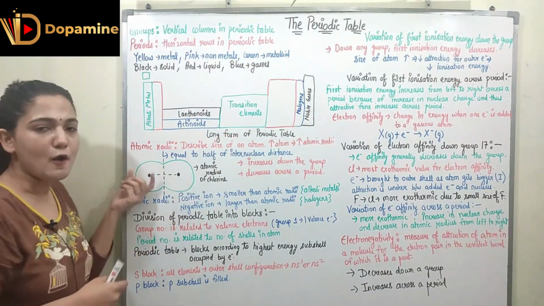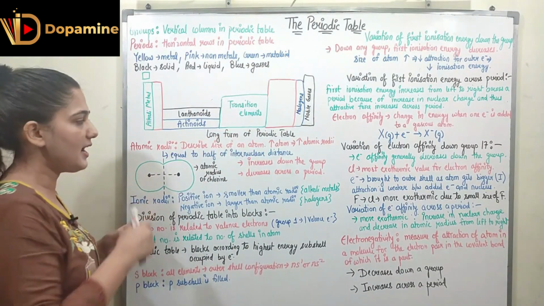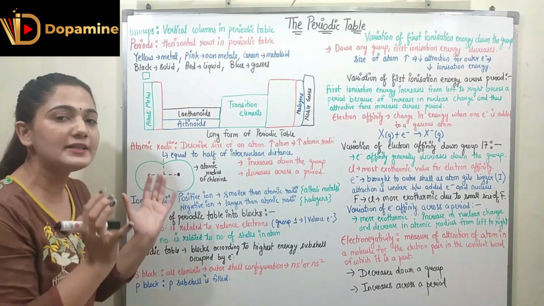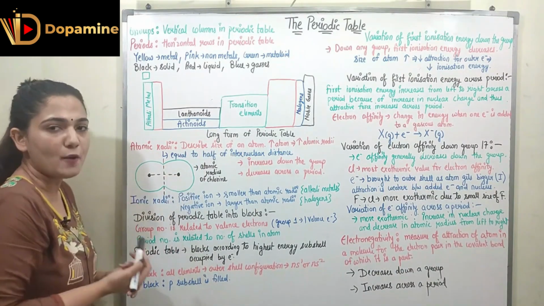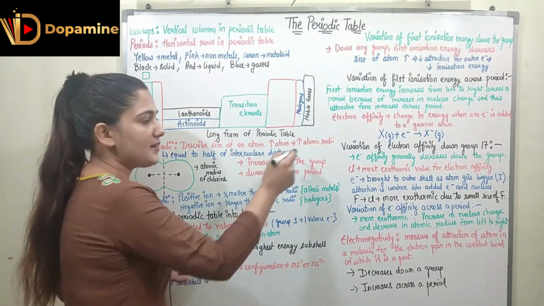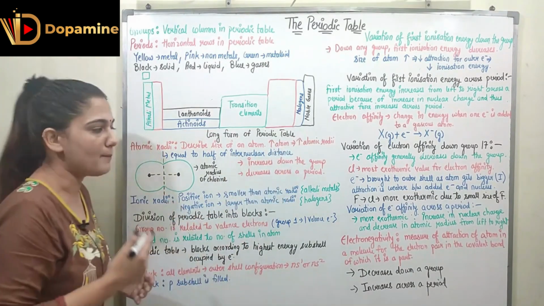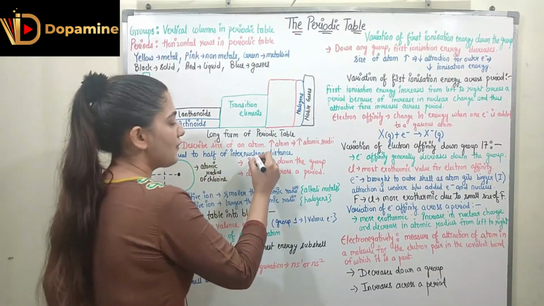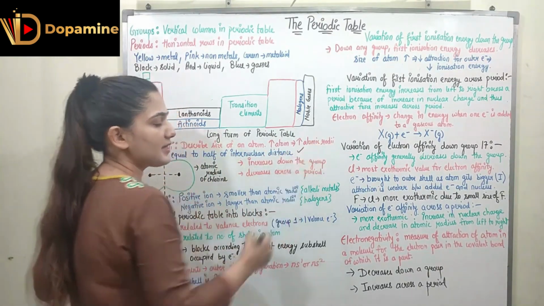Now coming to the atomic radii. What is the atomic radii? Atomic radii describes the size of an atom. How big the atom is, it is denoted by atomic radii. If I have a bigger atom, I will have a larger atomic radii. The atomic radii is equal to half of the internuclear distance.